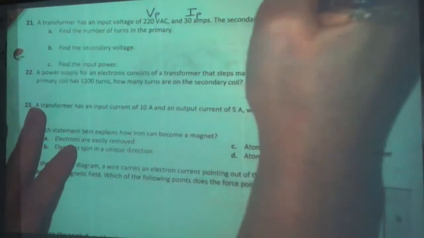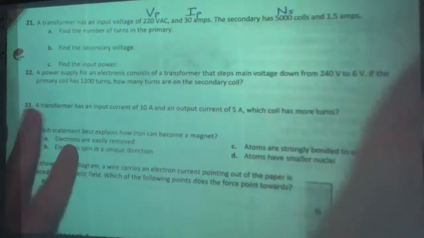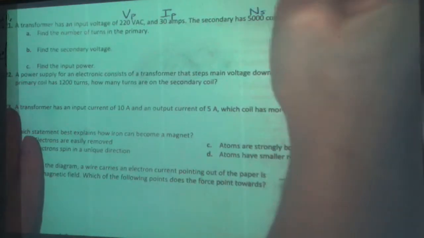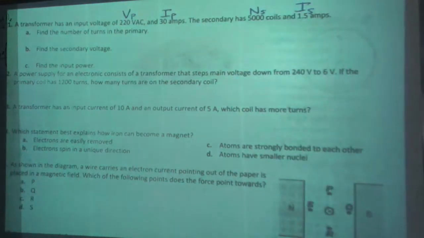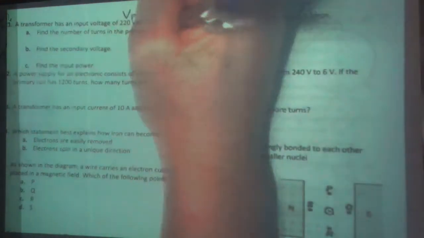The transformer has an input voltage, so I'm going to call that the primary voltage and the primary current. The secondary has this number of coils, that's the secondary number of coils, and this is amps, the secondary current. We want to look for NP. Because I have both I's and one N, and I'm looking for another N, I'm just going to use NP over NS equals IS over IP.